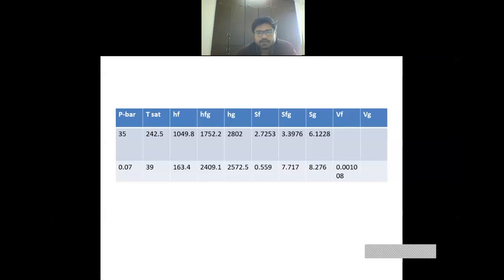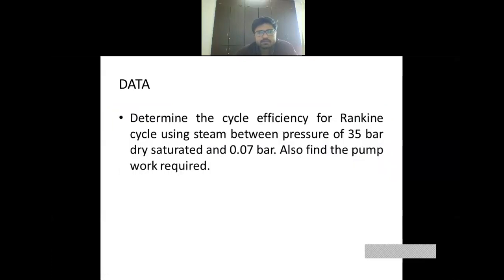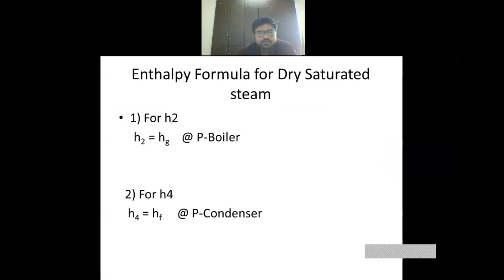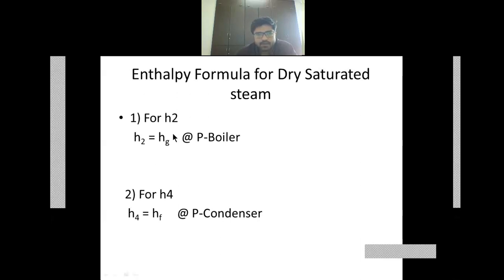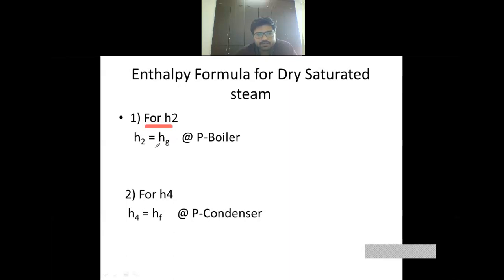Then after, a simple procedure. Which is that simple procedure? You just have to utilize these formulas to find out the enthalpy. Clear? So here I have written H2. How can we find H2? H2 is equal to Hg at P boiler. So let us check.